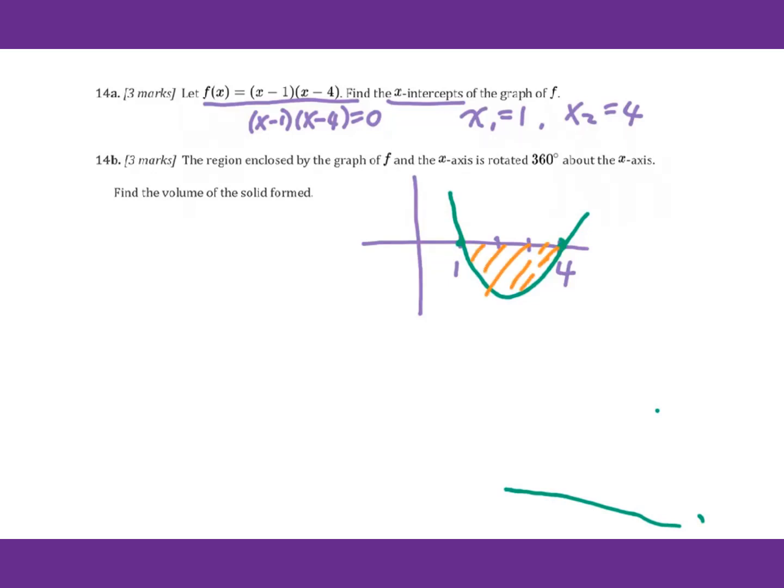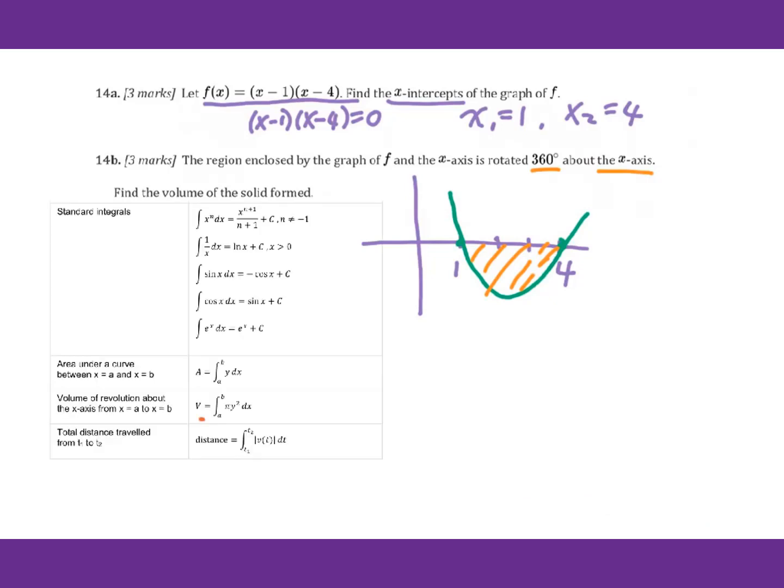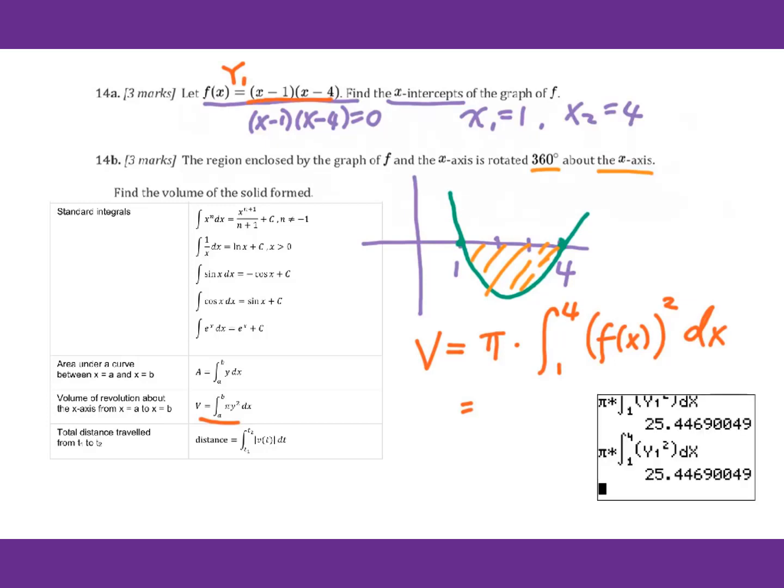It is rotated 360 degrees above the x-axis. Find the volume of the solid formed. We have to use this formula. So v equals pi times the definite integral from 1 to 4 of f of x squared. Then we put y1 equals this, and put it into the calculator. Your answer will be 25.4.